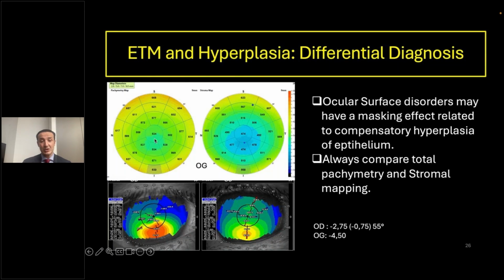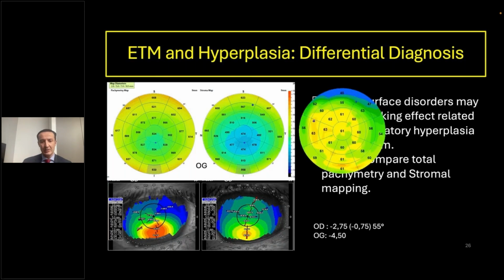We observe a decentration of the distribution in the total pachymetry. And with the stromal pachymetry, we observe a decentric distribution and thinning of the stroma. That's why you always have to compare total pachymetry, epithelium mapping, stromal mapping, and also meibomian gland imaging to be sure there is not a mask effect due to ocular surface disorder. And look here, this is the hyperplasia of this same patient.